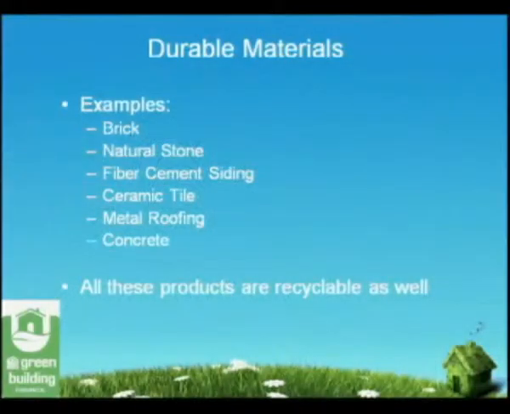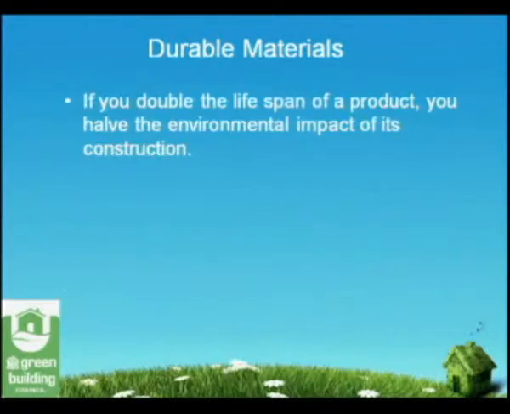So really looking again at that life cycle cost. Not only what does it cost for you to build a home, but what does it cost for you to own it, to maintain it over the course of the time that you spend there. So with this and reducing maintenance costs, we actually can show that you could save money and increase the value of the home. A lot of people know durable materials: brick, natural stone, fiber cement siding, ceramic tile, metal roofing, concrete. All these products are recyclable as well.